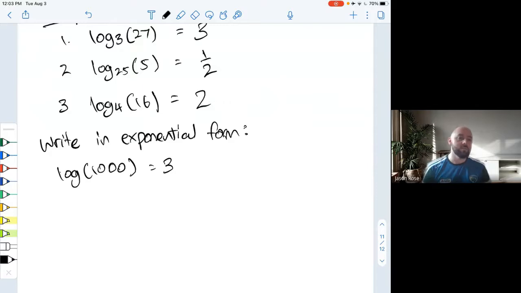What I want you to do is change that into the corresponding exponential notation. You're given the log notation, and you change it into the exponential notation. Anyone write it? Yes, Andreas. 10 to the 3 equals 1000. Very good, Stephen.